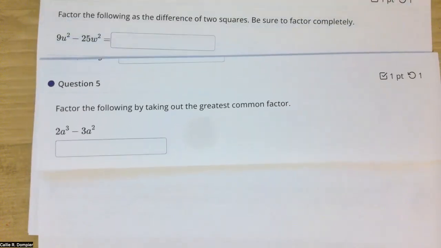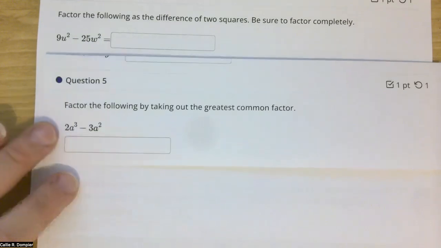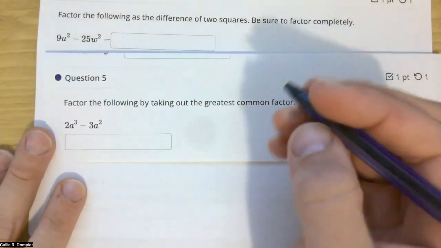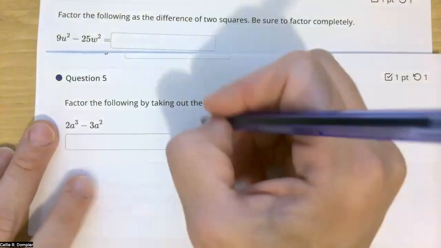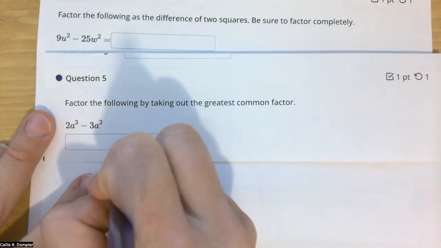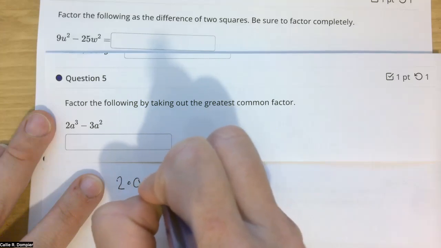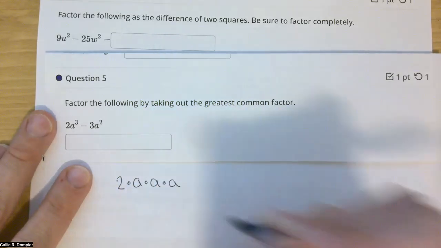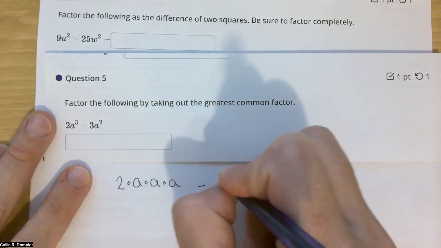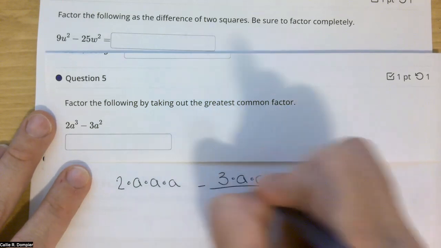Here, we need to find, again, the greatest common factor. 2a cubed minus 3a squared. I don't think we're going to be able to factor out a number, right? Because 2 and 3 don't have any common factors. And it's also a negative 3. I should remember that. But we have 2 times a times itself 3 times, right? Minus 3 and a times itself 2 times.